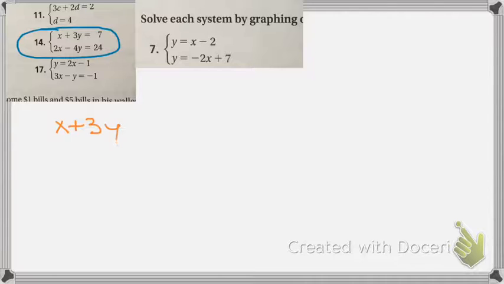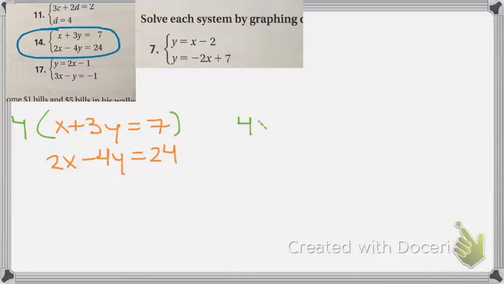So let's show that. So I could do this, and then I have 2x minus 4y equals 24. And so right now I can see that 3y and -4 are not going to cancel. I could make 3 into 4 if I multiply by 4/3. That's going to be kind of sloppy. Maybe I don't want to do that. So what could I make 3 and 4 both into? 12. So I could multiply this one by 4 and get 4x plus 12y equals 28.